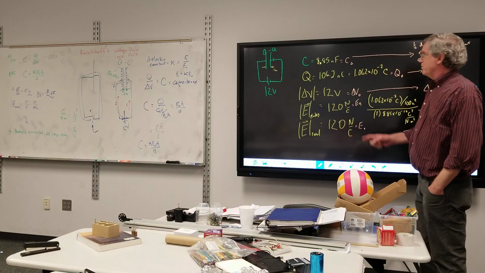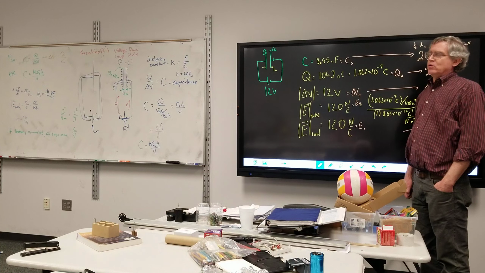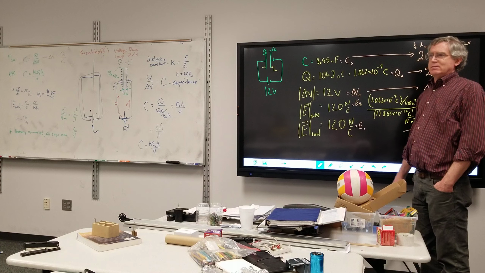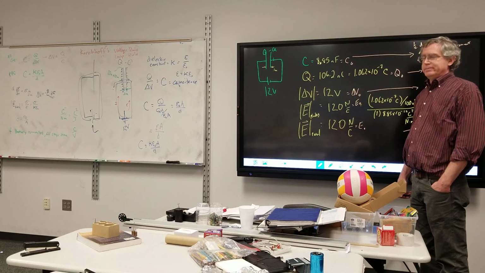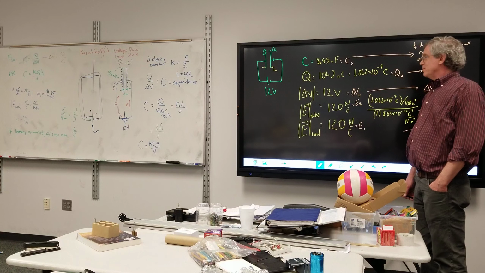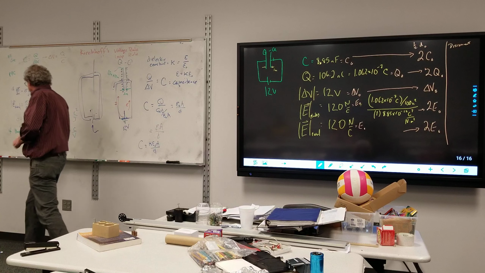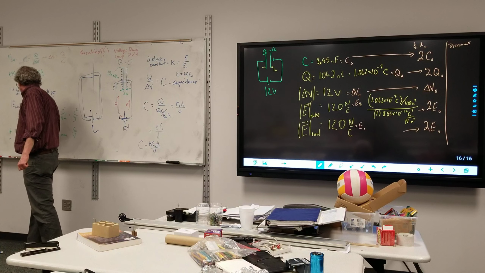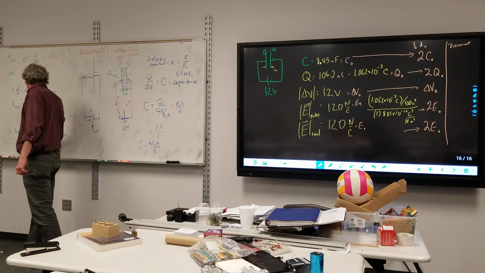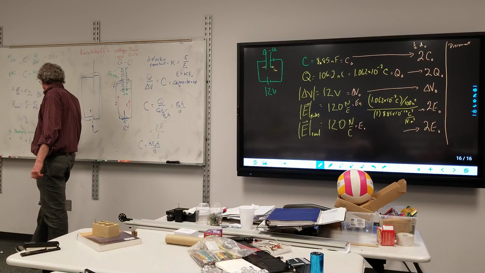What's going to happen to the charge if I disconnect the battery? Assume no humidity in the air, I'm dealing with that. It's not summertime in Columbia, South Carolina. So it'll stay the same, which is another rule we can add to our list here. If the battery is disconnected, charge stays the same.